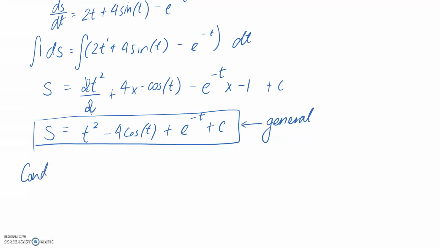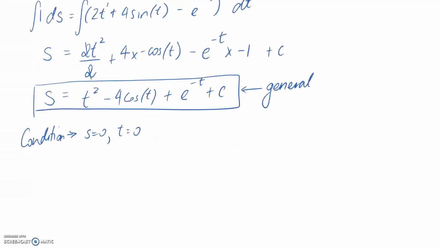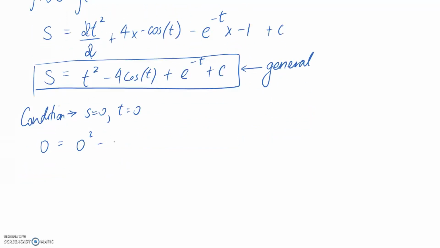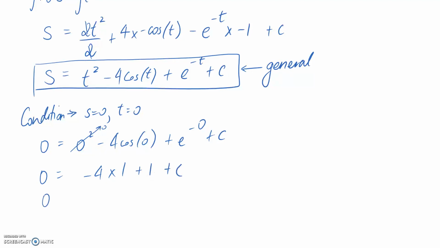So our condition is s equals 0 when t equals 0. So we're going to get 0 is equal to 0 squared minus 4 times cos of 0 plus e to the negative 0 plus c. So this disappears to 0. Cos of 0 is 1, so we're going to get 4 times 1 in here, and e to the power of 0 is 1 as well. So we've got negative 4 plus 1, which is equal to negative 3. So overall, c is just going to be equal to, swing this to the other side, 3.